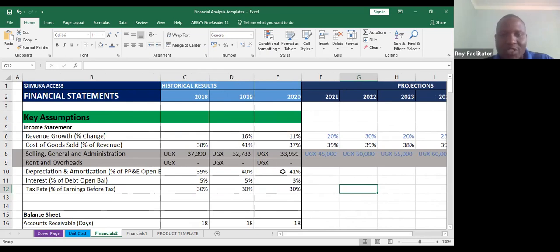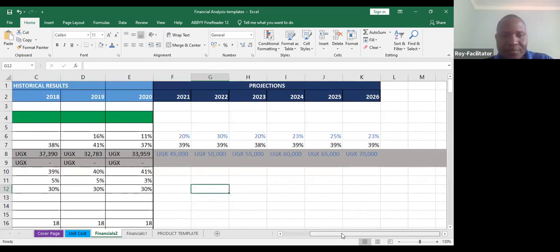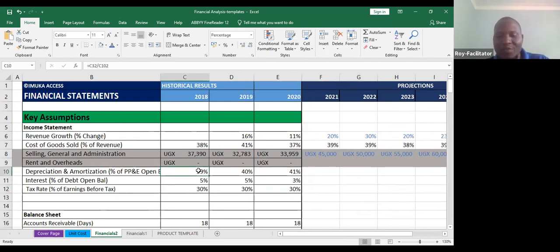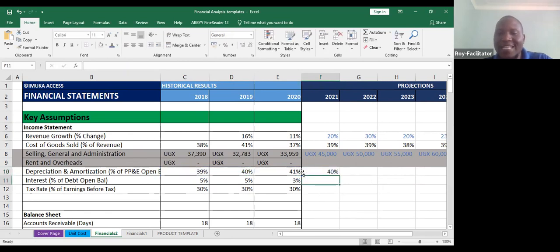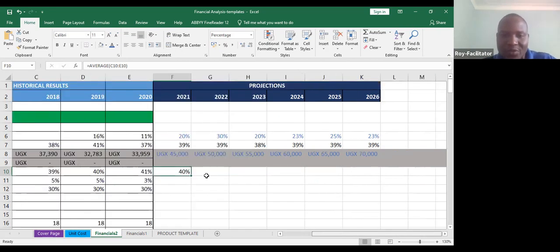Then I'm going to depreciation and amortization. Because we fed in the depreciation and amortization, I'll just maintain a moving average and say average. A moving average means if I do this average of these years, as you can see, 2018 to 2020, for the rest of the years, as I expand, it will just continue doing an average of the last 3 years. That's why I've said I've used moving average for that. Okay, so I'll just expand.